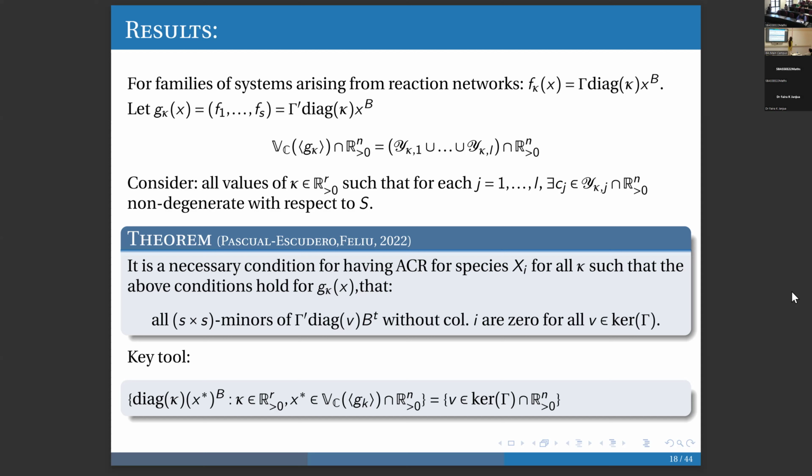No. Well, for this, yes. All the minors of the reduced matrix, so the reduced matrix without excluding the columns, would have rank S. But if I remove the column I and I have ACR, then it will get rank S minus 1. Okay, thank you. That's a good question. I will show you in an example.